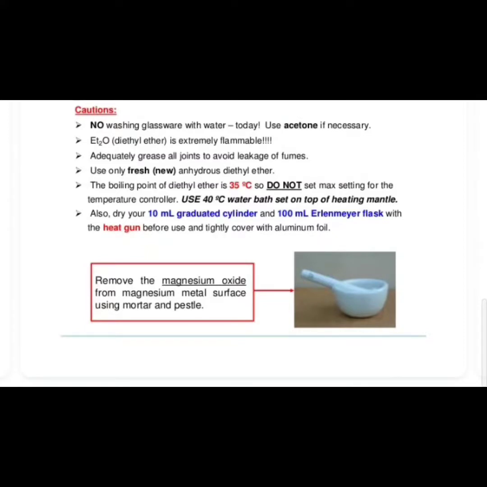Dry your 10 ml gauge cylinder and 100 ml Erlenmeyer flask with a heat gun before any use, tightly covered with aluminum foil. So before operating this experiment, it is required to heat and dry the glassware. You can easily dry it using a heat gun. Then remove the magnesium oxide from the magnesium metal surface using a mortar and pestle.